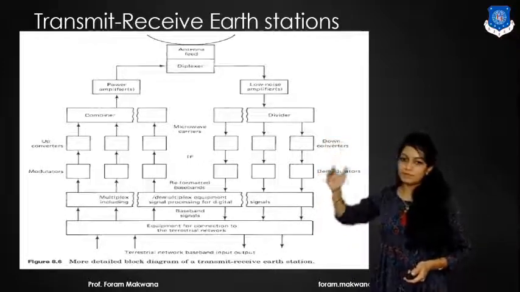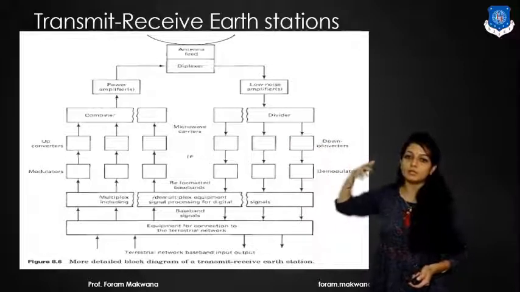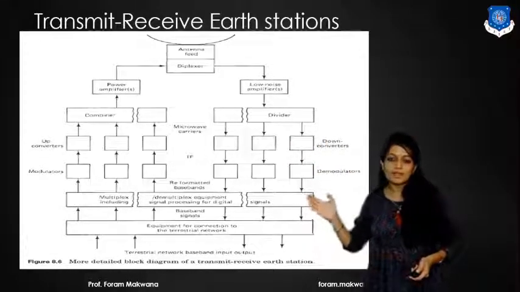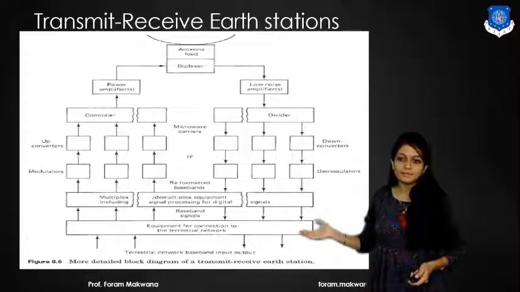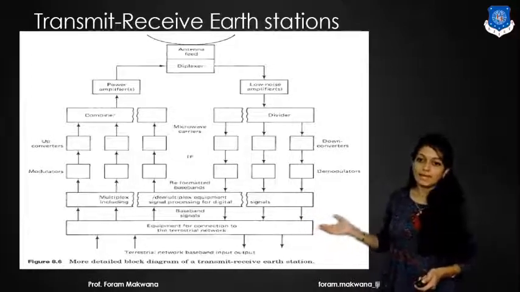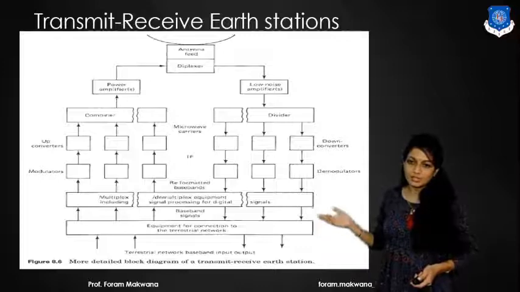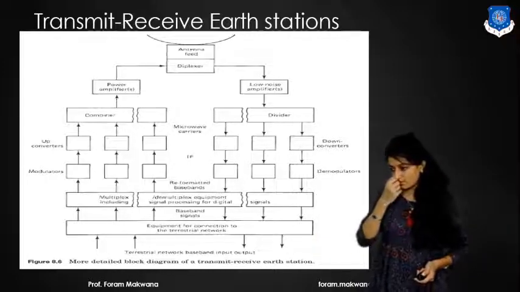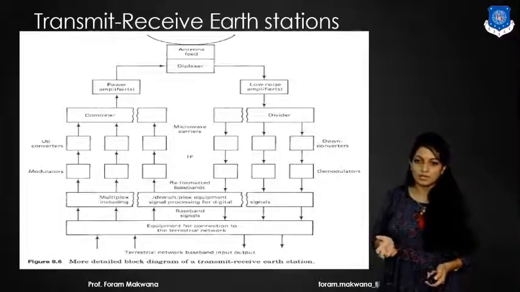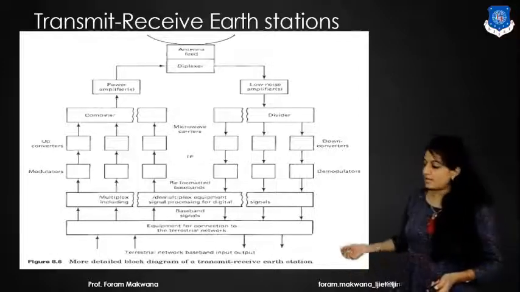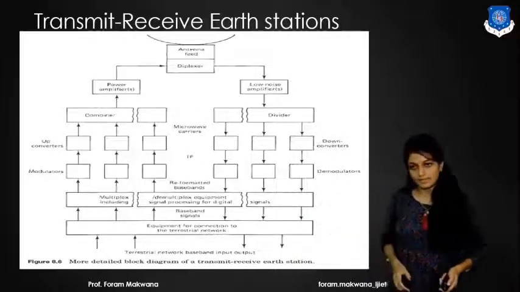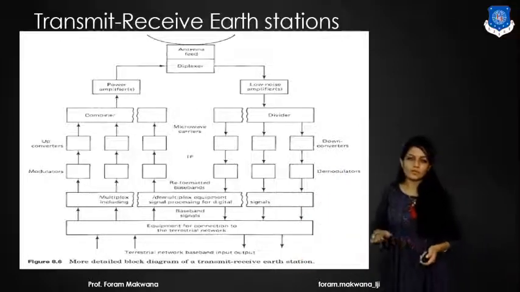Power is going to be divided among the multiple down converters. Then it is going to be demultiplexed by the demultiplexer and applied for the connection to the terrestrial network. Okay, terrestrial network means the ground based network. Alright. So terrestrial network, or we can say the baseband input line. The signal is going to be applied to this baseband input line. Alright. This is for multiple users. The earlier one was the single user.